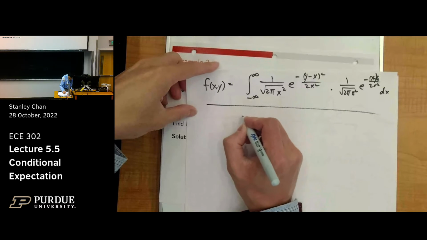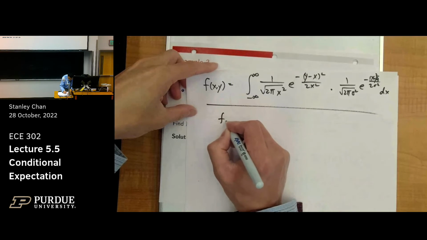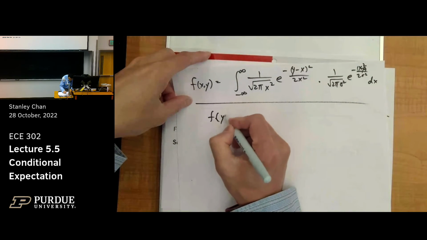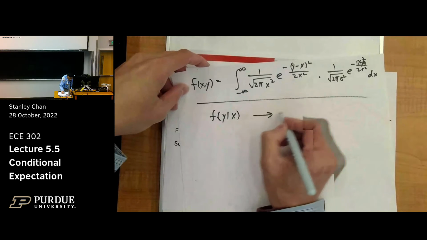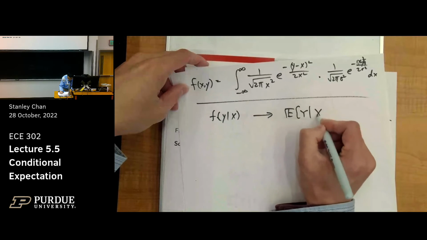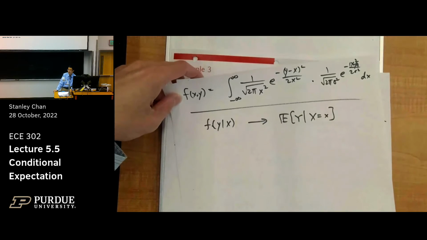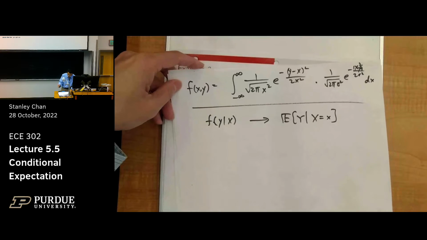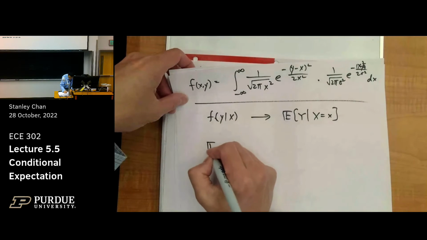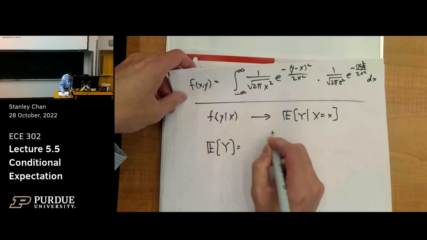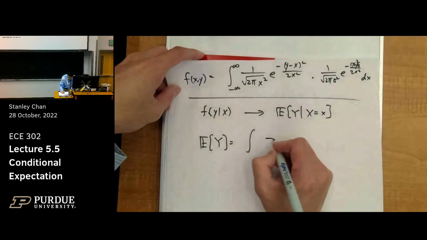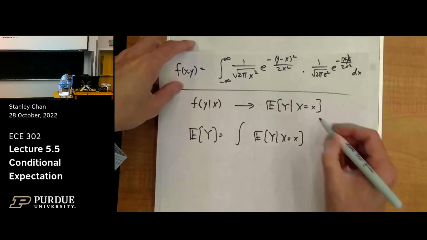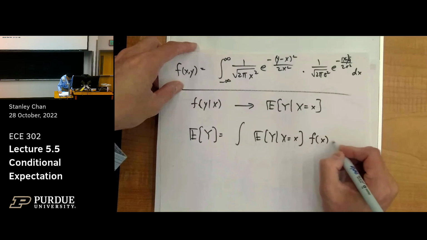Well, this problem has this f of y given x, right? That means I can find the expected value of y given x equals a state of x. I can find it, right? Because I have y given x, so I can find this expected value. If I can find this expected value, then what would be the expected value of y? The expected value of y would just be the integral of this conditional expectation of y given x. And what should I have here? It will just be f of x.